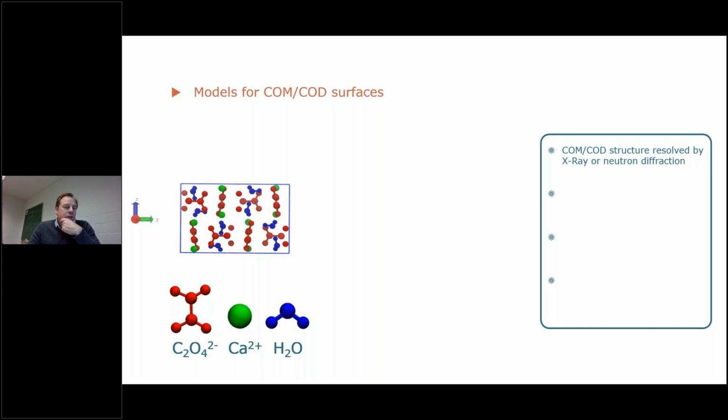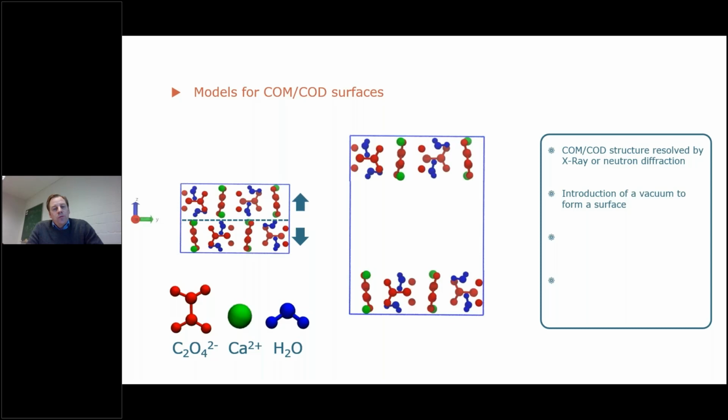So these are the three species in our solid, which is an oxalate anion, a calcium cation, and then water molecules. So the red, green, and the blue species. What we do is first get the structure of the bulk. This can be easily obtained from diffraction experiments like X-ray or neutron diffraction. And this unit cell from the bulk, we can cut along a certain direction, and this is how we obtain some facets, some surfaces.